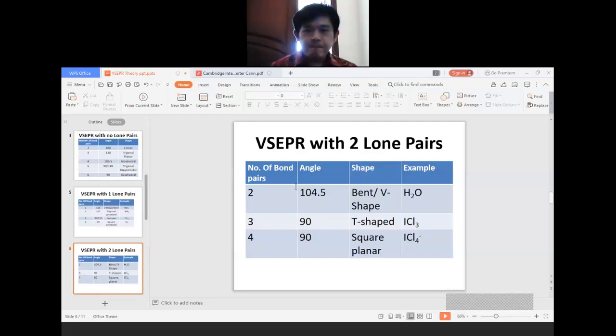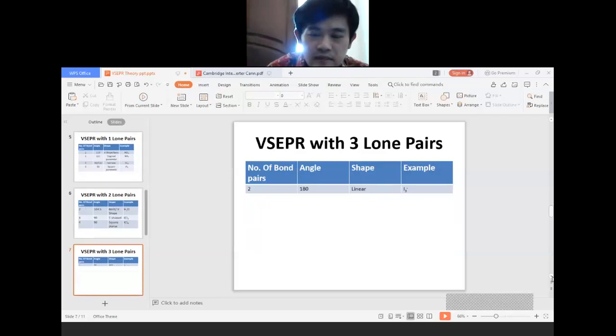And then ICl4 negative is square planar. The bond angle is 90. How does square planar look like? Square planar is like a parallelogram, planar, square, four sides. And then next, the last: VSEPR with three lone pairs.